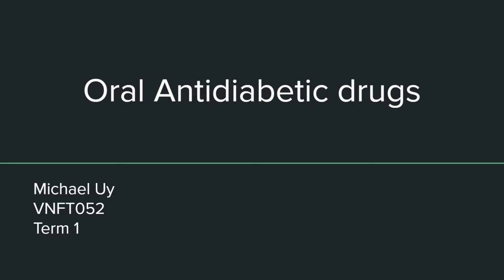I will describe what it treats, what body systems are involved, two examples of the antidiabetics, how it works, how it can be administered, any possible side or adverse effects, what to educate the patient about in regards to the medication, what to do before, during, and after administration, and when the prescriber should be notified.